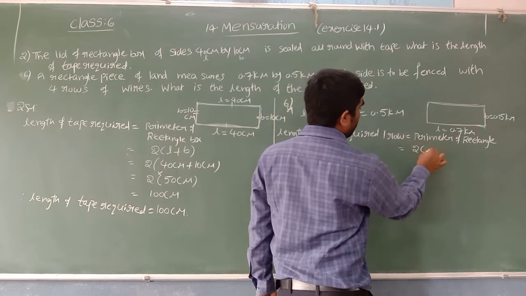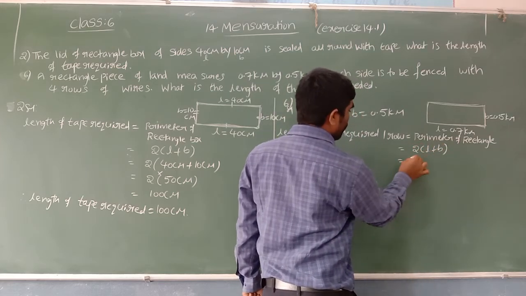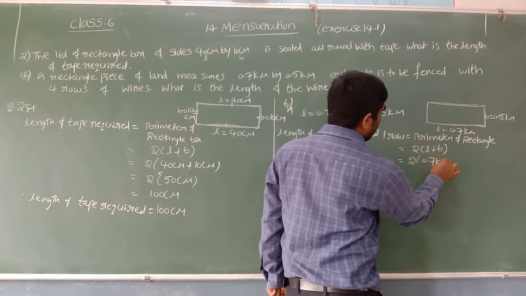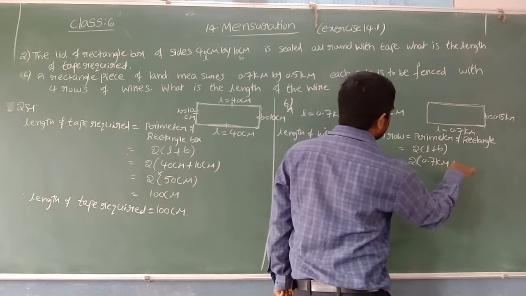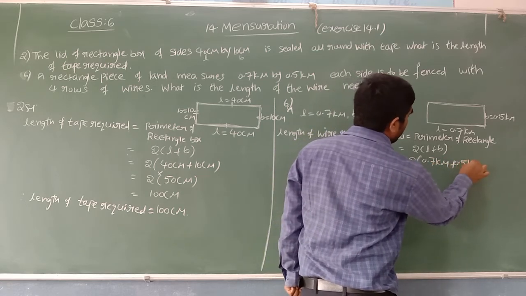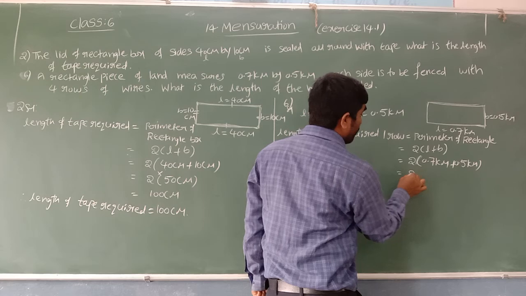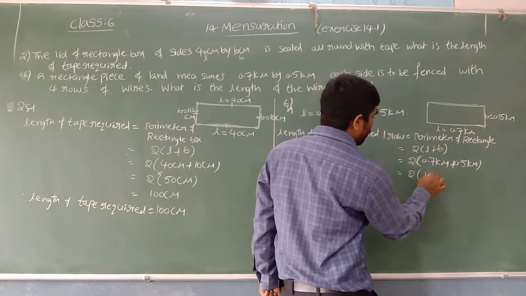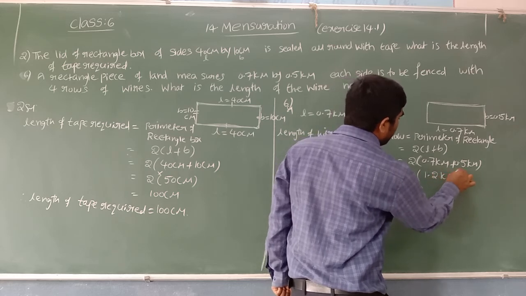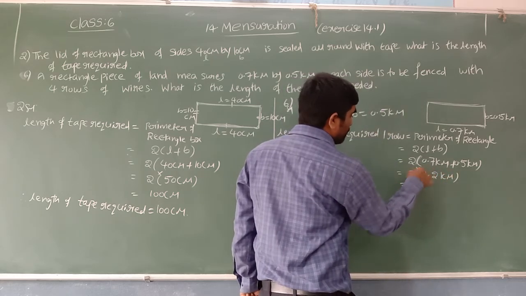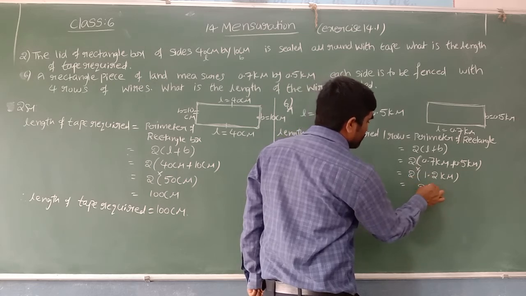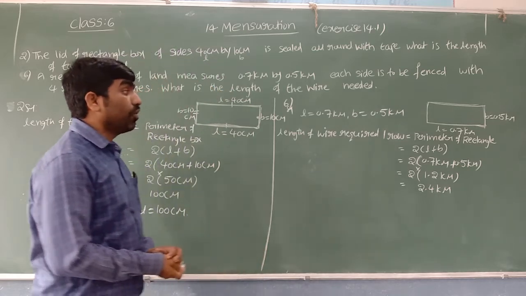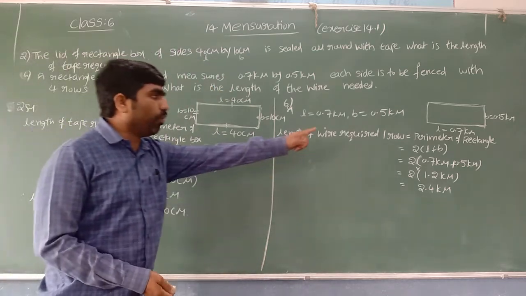What formula is used to find the perimeter? 2 into (L plus B). So it is equal to 2 into, where length is 0.7 kilometers and the breadth is 0.5 kilometers. Now 2 into decimal addition, which we learned in the previous chapter. 0.7 plus 0.5 is 1.2 kilometers. The bracket means multiplication, so 1.2 into 2 is 2.4 kilometers. 2.4 kilometers of wire is required for one row.